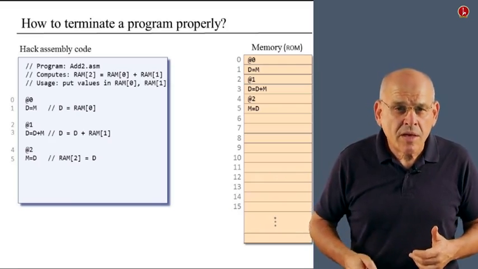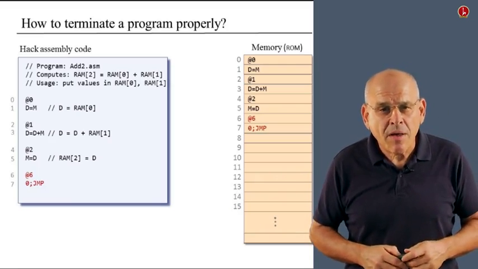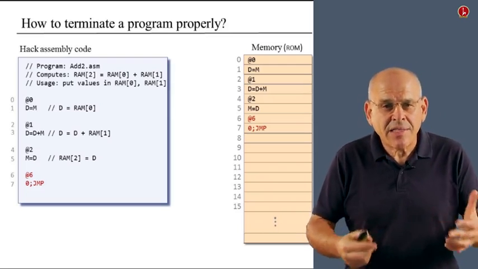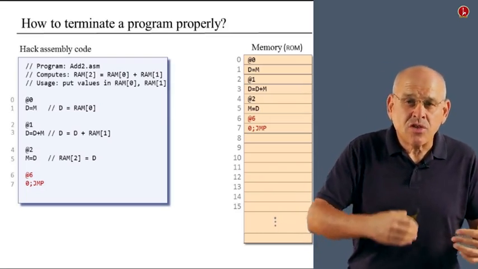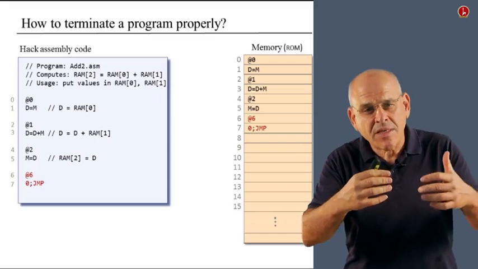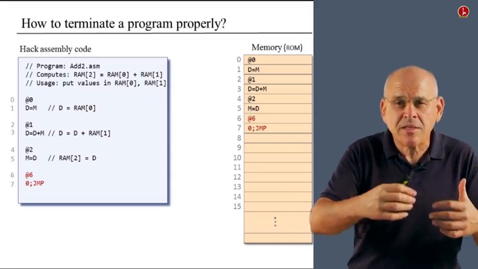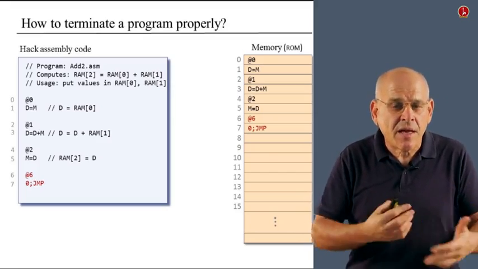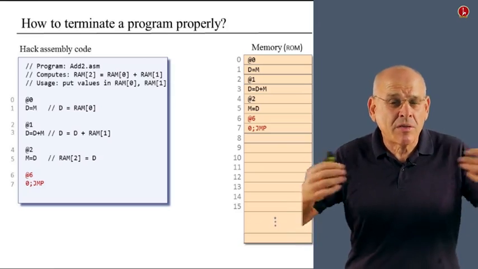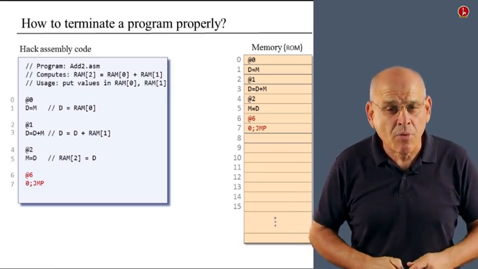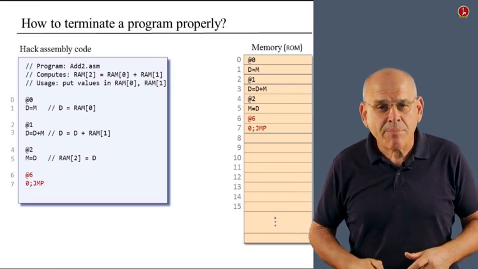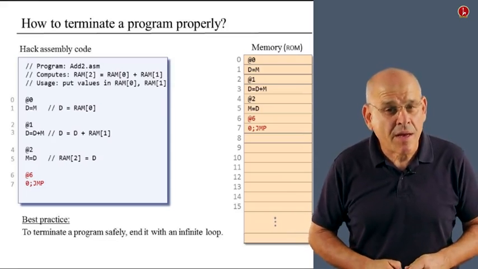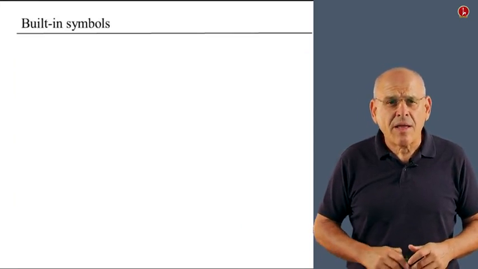So what we can do is end the program with an infinite loop. We can add two commands, like at 6 and then in 7 jump to 6. So we have, once again, at 6 and then in 7 jump to 6, jump 6, jump 6, and so on. And we have this infinite loop, and everything is under control because this is something that we intended our program to do. So as a best practice advice, we recommend that you end every one of your programs with an infinite loop. All right.